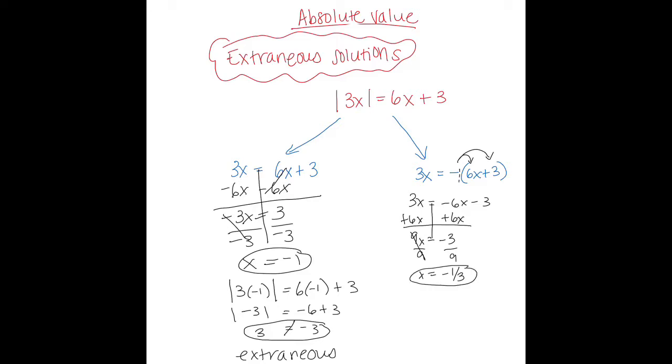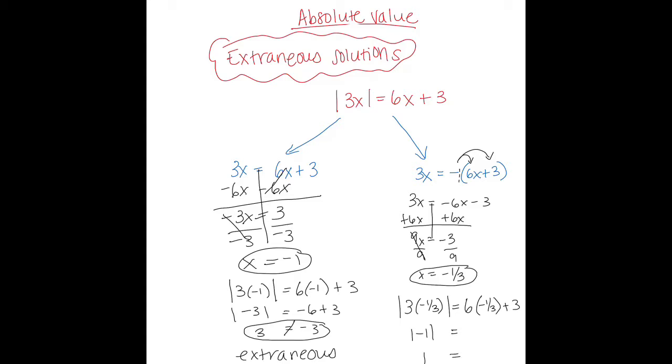So now we're going to take that and we're going to plug it back into my original equation to see if negative 1/3 is an actual solution. So if I take the absolute value of 3 and multiply it by negative 1/3, and then I'm going to set that equal to 6 times negative 1/3 plus 3. So here we go, we're going to solve. So let's do the left side first. We have 3 times negative 1/3, so 3 times a third is 1. So that would be an absolute value of negative 1, and the absolute value of negative 1 is just positive 1.